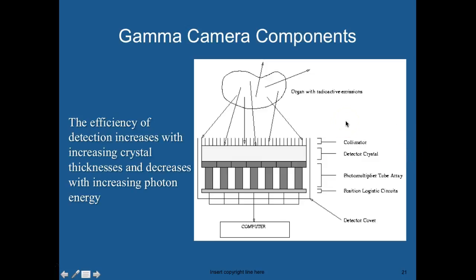photon energy. So you can see you have your collimator, you have your detector crystal, you have your photomultiplier tube array here, and your position logic circuits. And then you have your detector cover here, and then the computer.